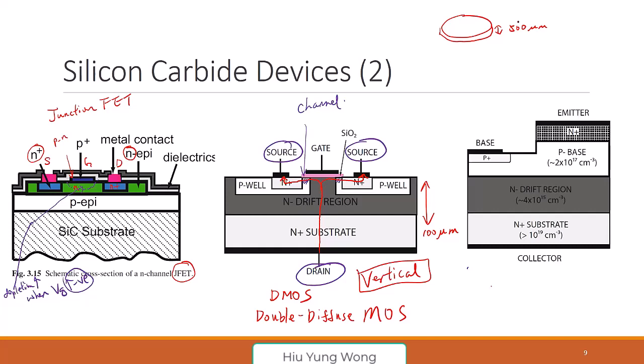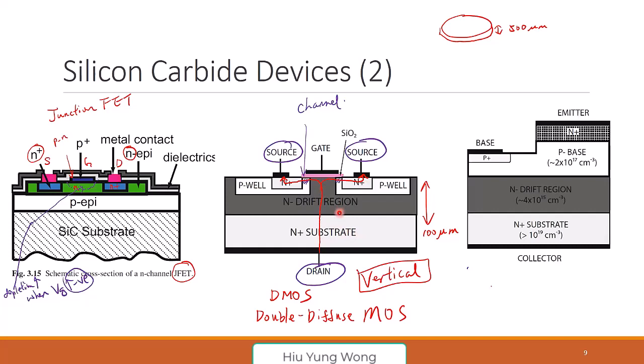Double diffuse is related to its fabrication process. Again, I don't want to explain that in detail. Basically, how do you form these two wells? It is through something called two implants and then diffusion. That's why it's called double diffuse, right? But I think probably for many of you this is the first time to see what a vertical device is.